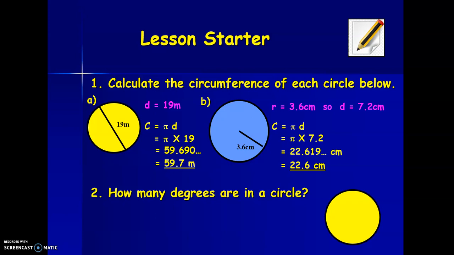Now we'll have a look at question 2, and it's just a little quick one. How many degrees are there in a circle? So we should all know that there are 360 degrees in a circle, otherwise known as a full turn or a complete turn, and also a rotation or a revolution.